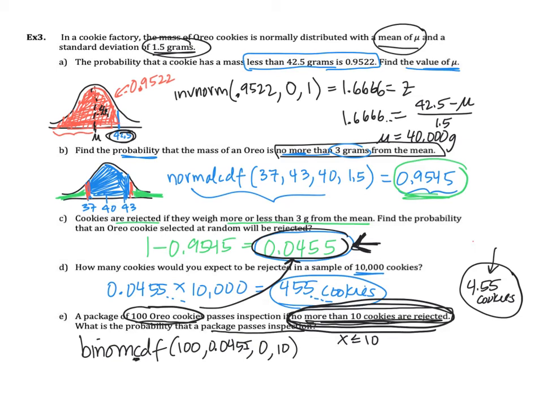That's your binom CDF. Here's my probability that it will be rejected. It's caught between 0 and 10. I plug that into my calculator and I see I have a 99% chance that the package of 100 Oreo cookies will actually pass inspection. All right, have a moment and think about that. Go ask your teacher if you are confused.